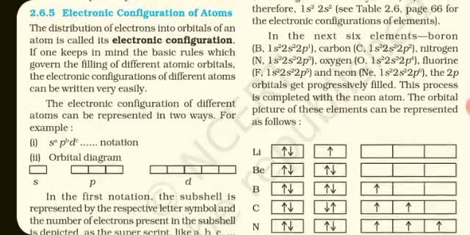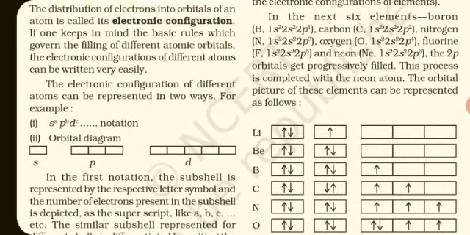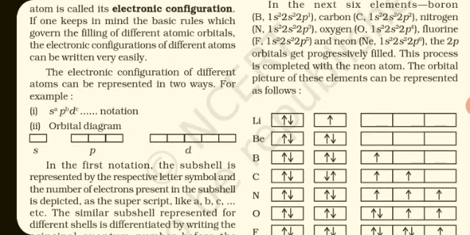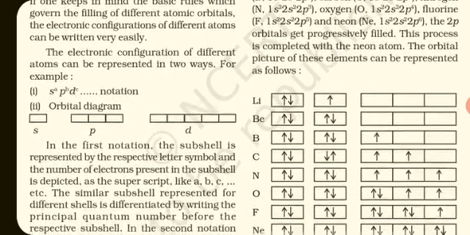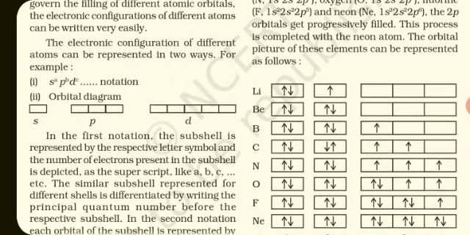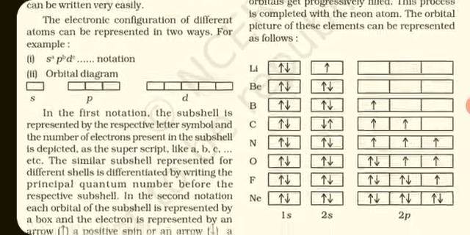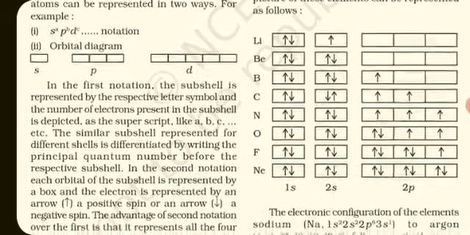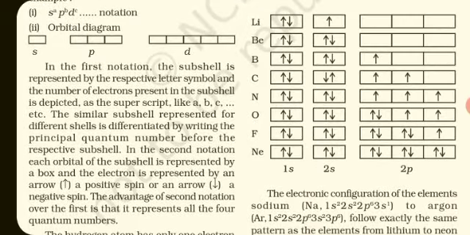Now in the next six elements, boron, carbon, nitrogen, oxygen, fluorine and neon, the 2p orbital gets progressively filled. This process is completed with the neon atom. The orbital picture of these elements can be represented as follows. So you can see lithium having 2 electrons in 1s and only 1 electron in 2s, and the rest of the 2p orbitals are empty.